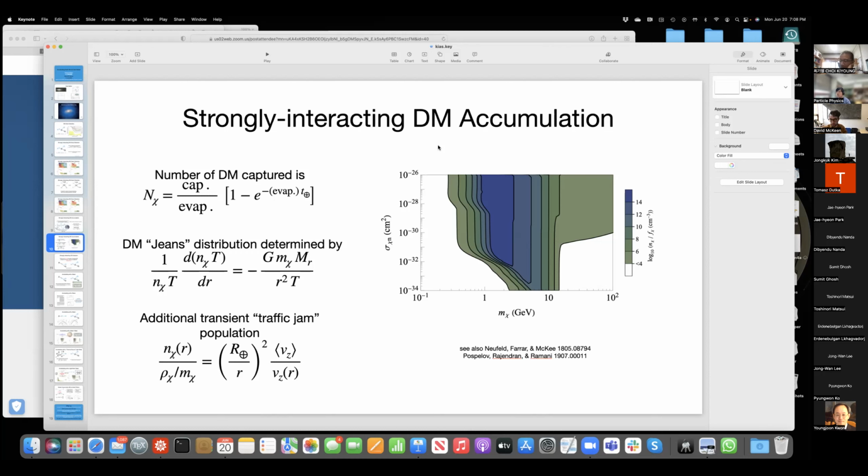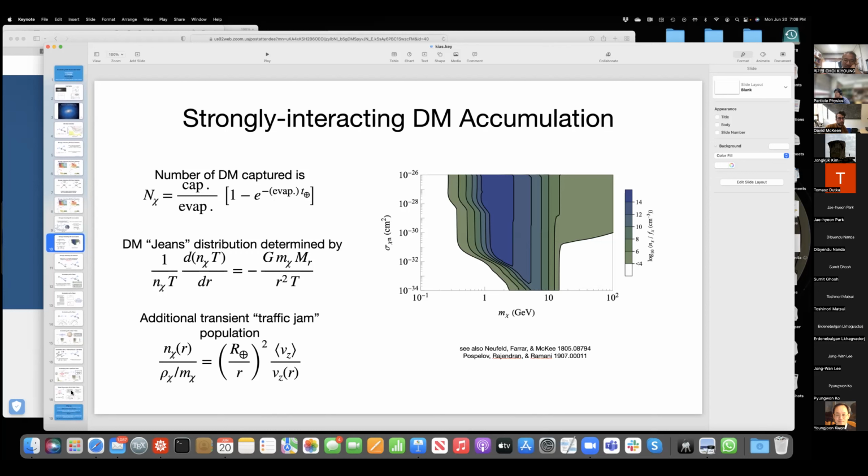Okay, I have a last question. In your figure you have a cut at the cross section 10 to the minus 26. So what happens for larger cross sections? Why do the constraints continue?